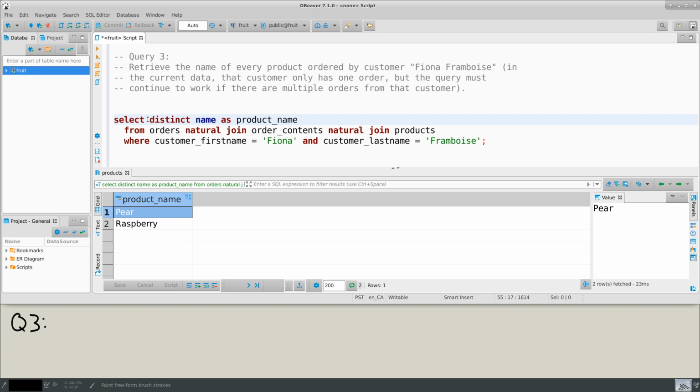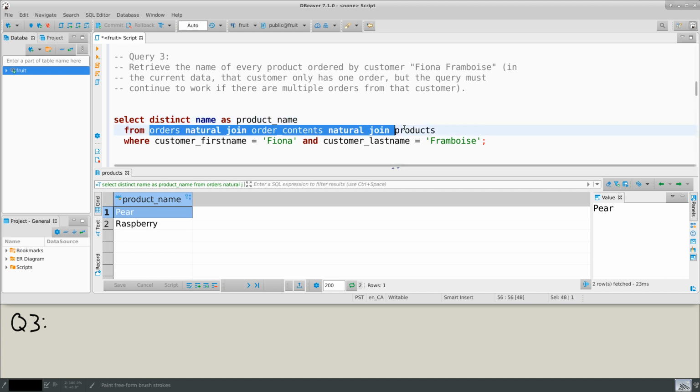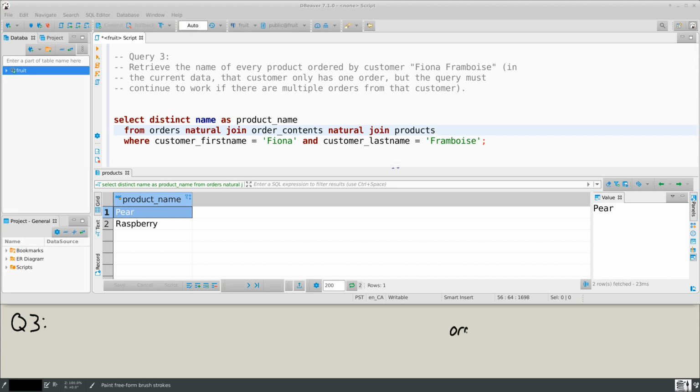Okay, so how do I write this in relational algebra? Well, we've noticed already that because of the way SQL statements work, without nested queries or anything, the from clause is what happens first. And so we sort of expect that's going to be the thing on the very inside of my brackets. So I'm going to write that over here. So orders, natural join, order contents, natural join, products. Okay, and then I take the result and I filter it by this particular customer first name and last name.